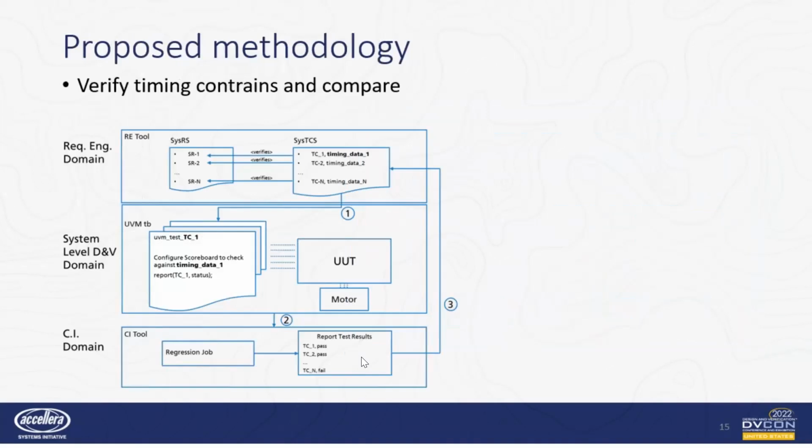To conclude the application of our methodology, a requirements-driven flow is taken into account as follows. In the requirements engineering domain, both system requirements specification and system test cases specification documents are described using a requirements engineering tool that allows to create and verify relations between system test case specification and system requirements items. Each test case contains the expected response time metrics, which are used to verify the system with the new core and report the test status, pass or fail.